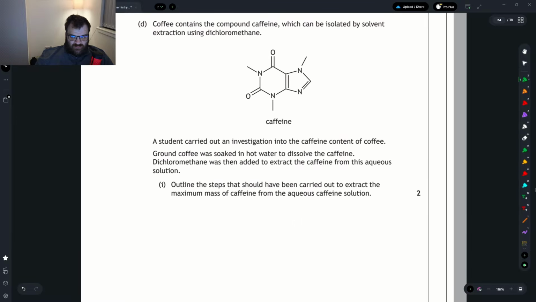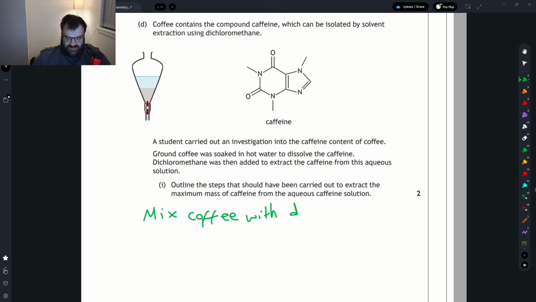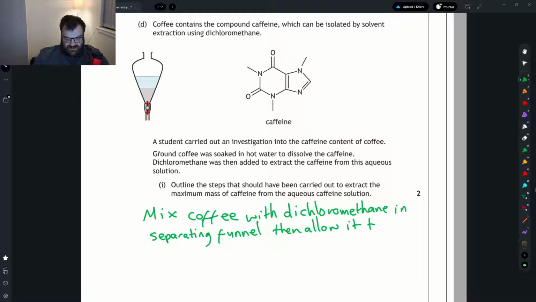Okay, in this one, we're talking about solvent extraction. This is when we would use a separating funnel. Right, so what do we need to do then? So we want to mix the coffee with the dichloromethane in a separating funnel. Then you need to allow it to settle. Now, does it tell us which one's heavier? Now, it doesn't look like it tells you, but I suppose if you think about the mass of dichloromethane, there's two chlorines, which would be 71 plus the C plus the carbons versus water. So in the aqueous solution, we're just adding water. So the dichloromethane would be the lower level.